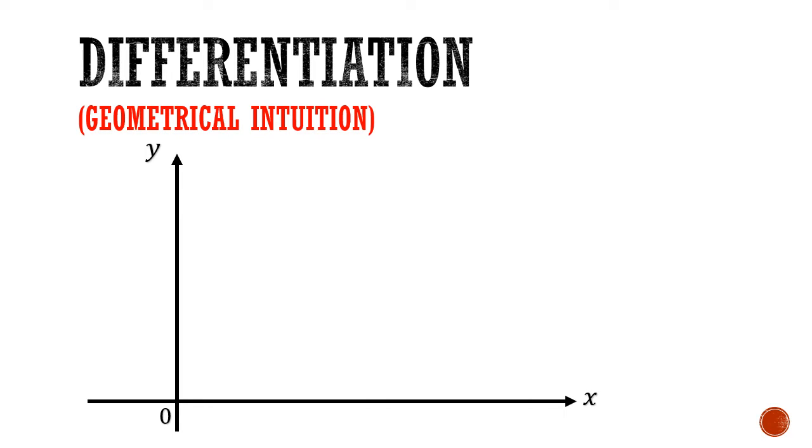Firstly, differentiation is the name of the process to find a derivative of a function. The action word or the verb is to differentiate. We start with a geometrical interpretation of what a derivative is.